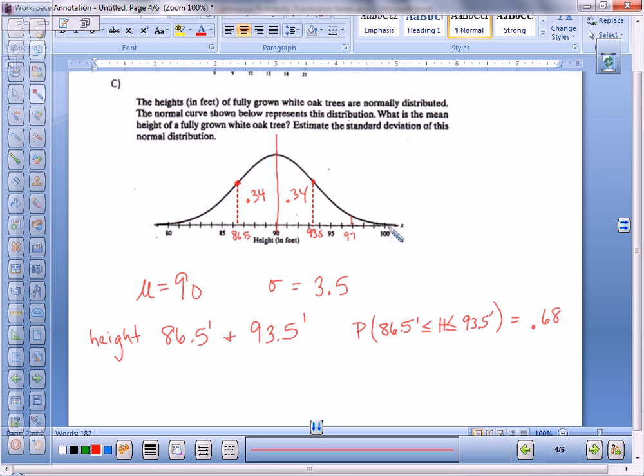Today you have a worksheet where you're going to practice some problems regarding normal curves and using the normal curve with the empirical rule to estimate probabilities. You may work together, but let's make sure we finish these, hopefully before class is over. And I'll have the answers for you tomorrow.